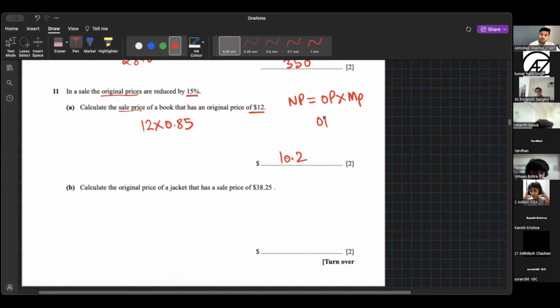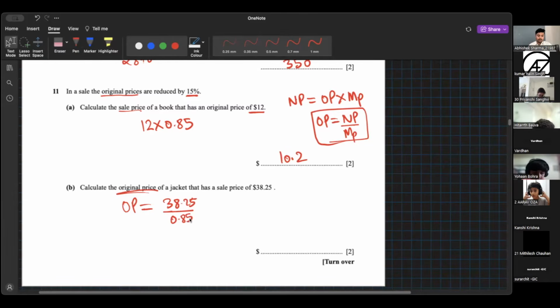The formula is original price is equal to new price upon the multiplier. This is the formula, or whichever one you can remember. Second, it says calculate the original price of a jacket that has a sale price of 38.25. So 38.25 divided by the multiplier, that is 0.85. So 38.25 divided by 0.85, that is $45. Clear? Let's move on.